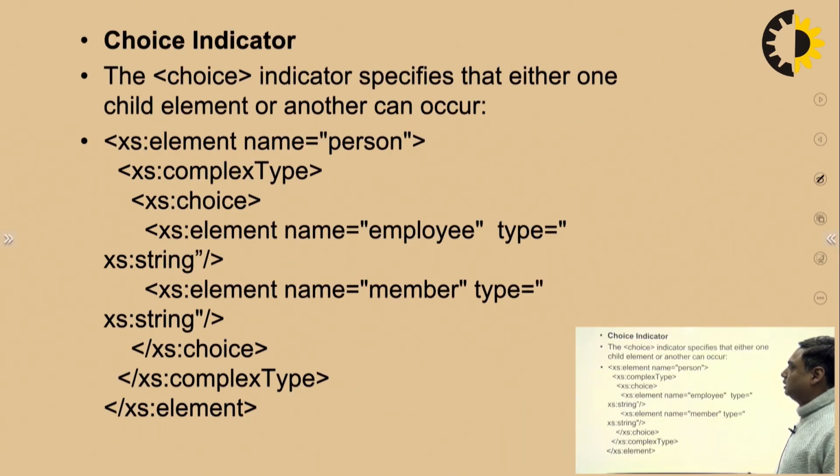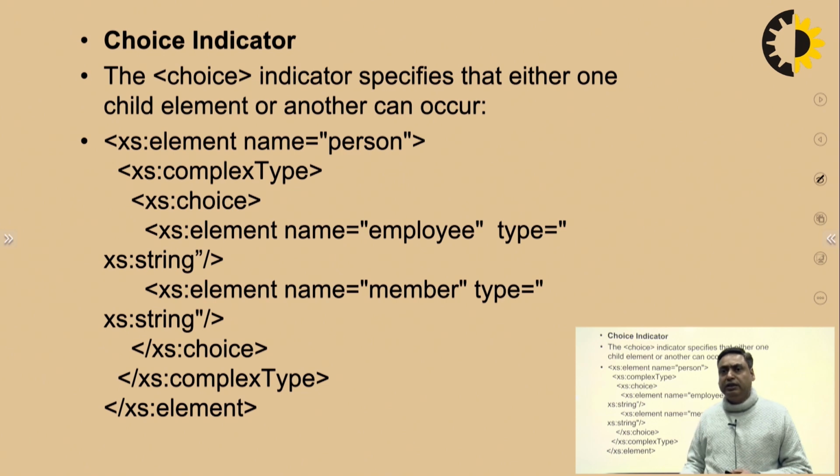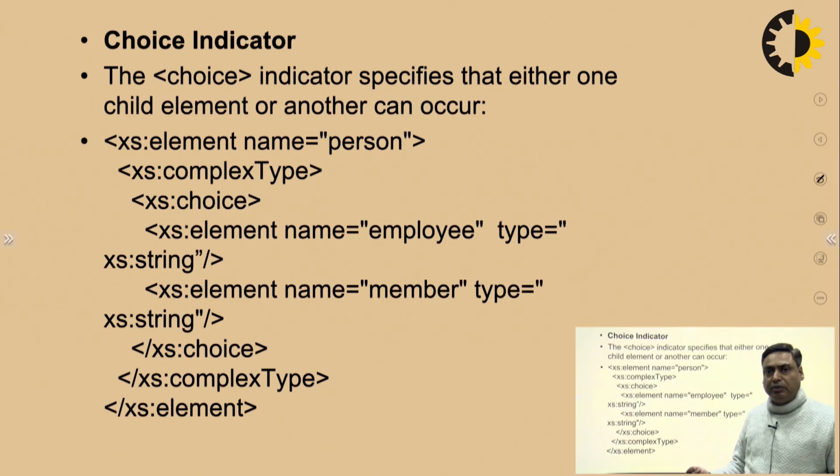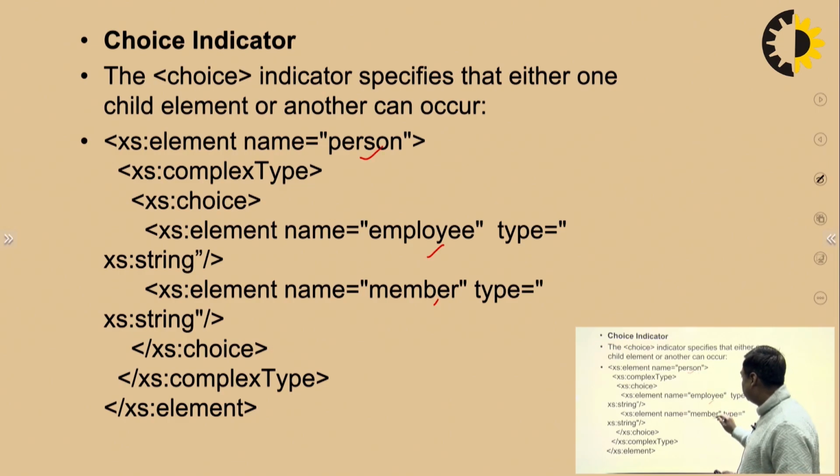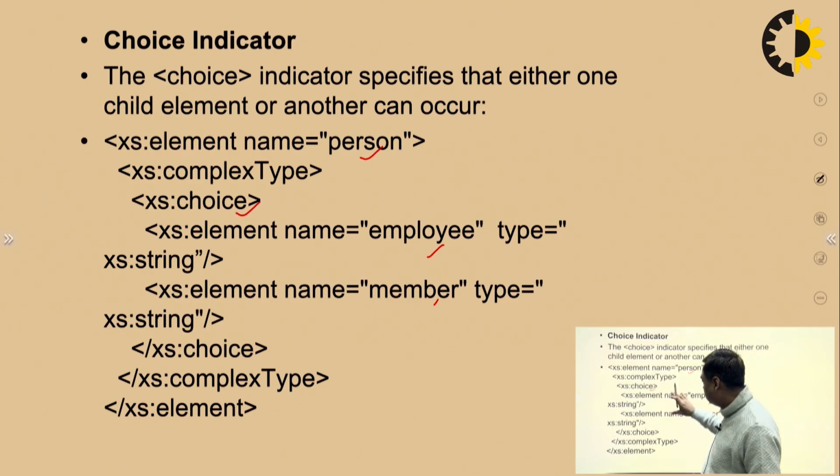Next is the choice indicator. The choice indicator gives the flexibility that you can select any one element among other elements. For example, in this person element, we have 2 elements, employee and member, and we have used the choice indicator, with both these elements under the choice indicator.